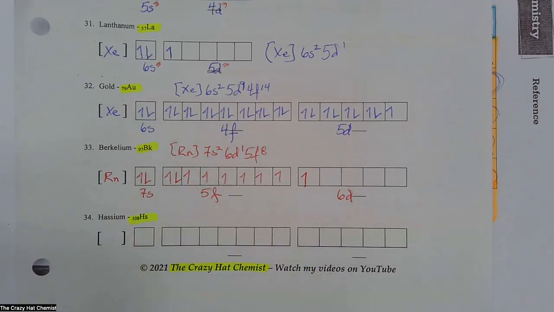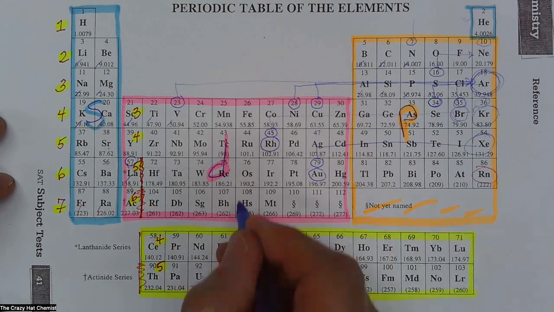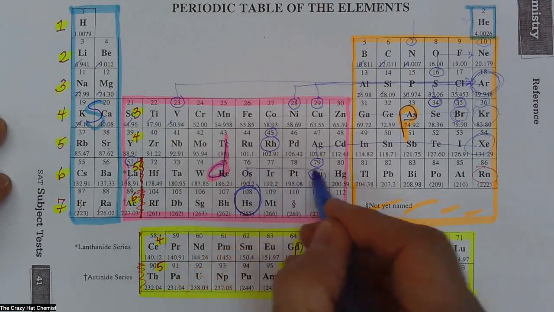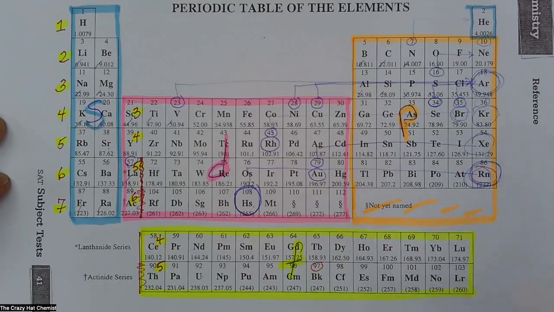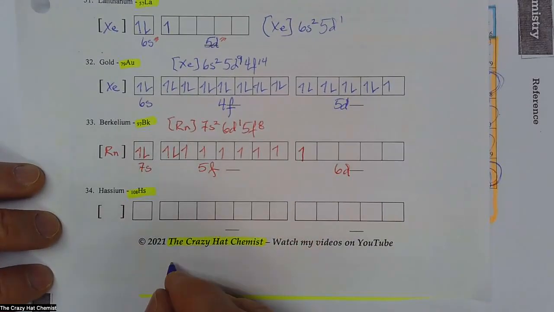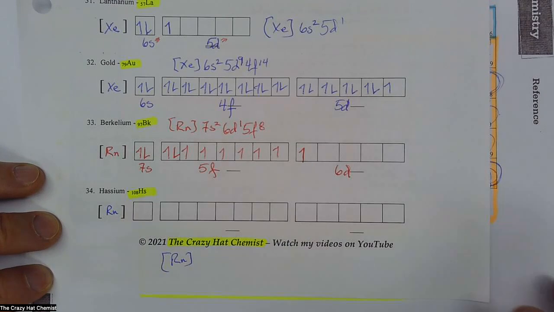All right, we have 1 more here to do, and this is hassium, element number 108. So let's find this element here, number 108. That's right here. So we're going to go up 1 period, slam it to the right. There's my noble gas of Rn. And we're going to put this down below here. So Rn in brackets. I'm going to put that Rn in brackets right there.